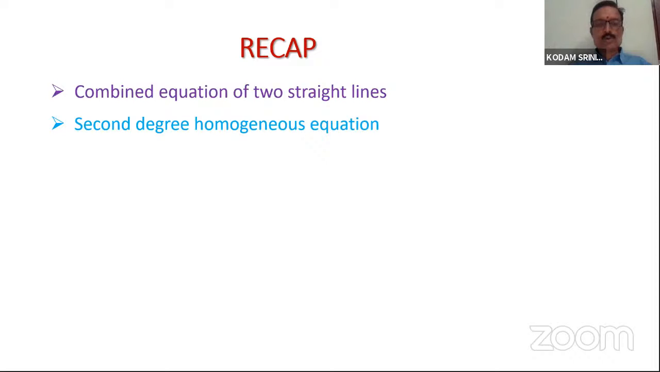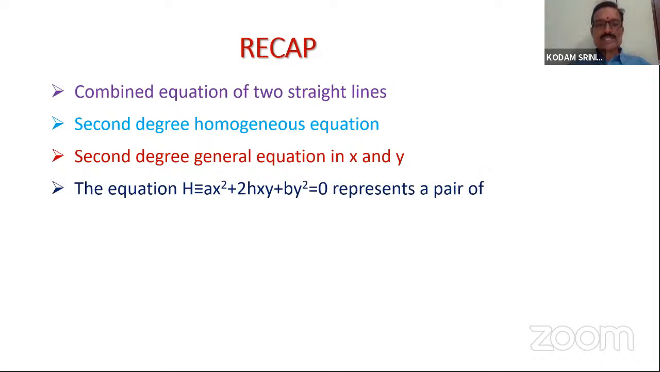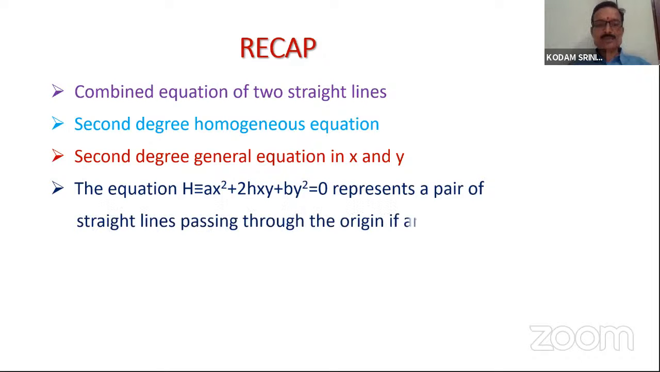The second degree homogeneous equation is of the form ax square plus 2hxy plus by square equal to 0. And the second degree general equation in x and y variables is of the form ax square plus 2hxy plus by square plus 2gx plus 2fy plus c equal to 0. The equation ax square plus 2hxy plus by square equal to 0 represents a pair of straight lines passing through the origin if and only if h square is greater than or equal to ab. We have discussed this theorem also.